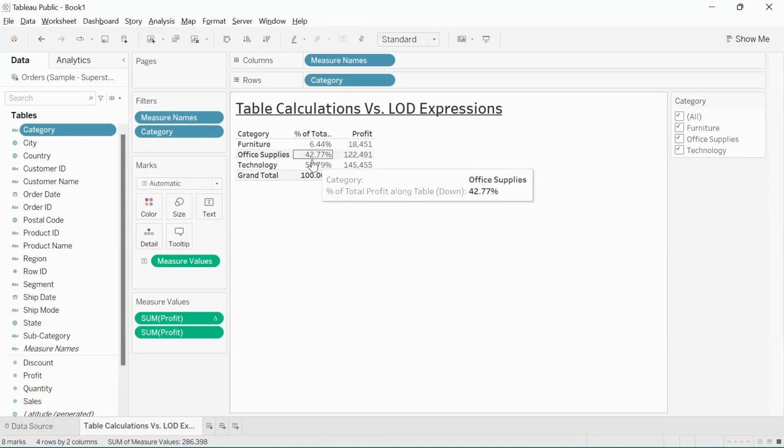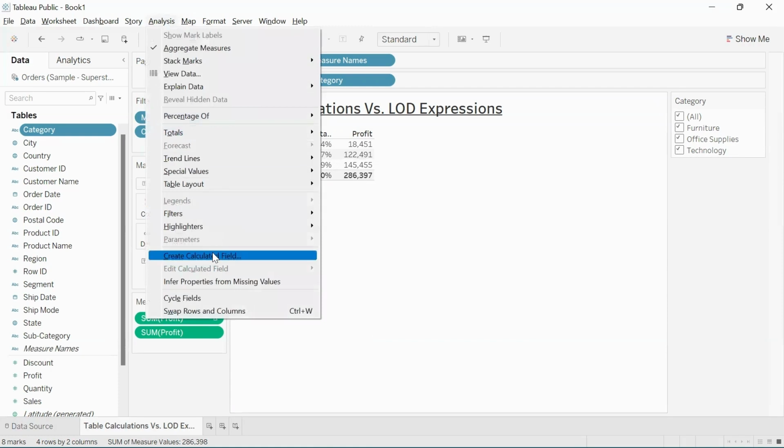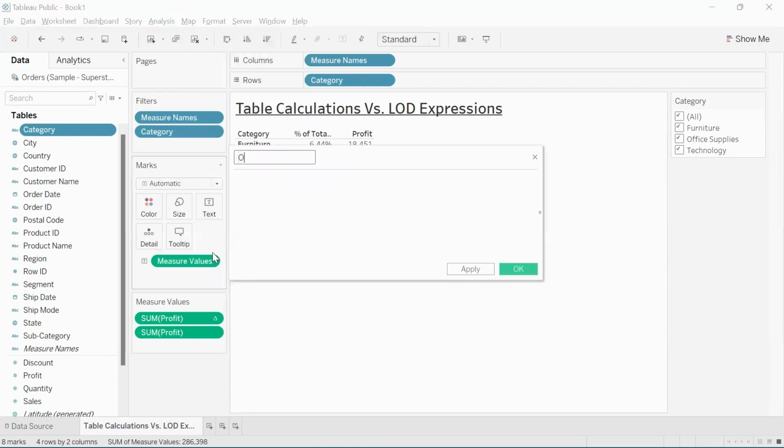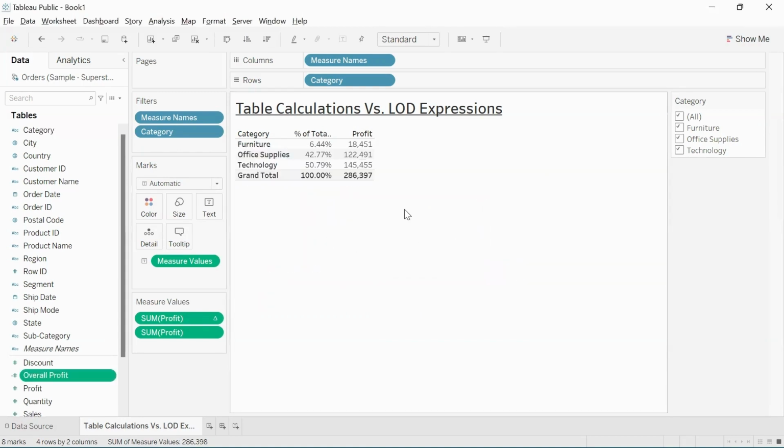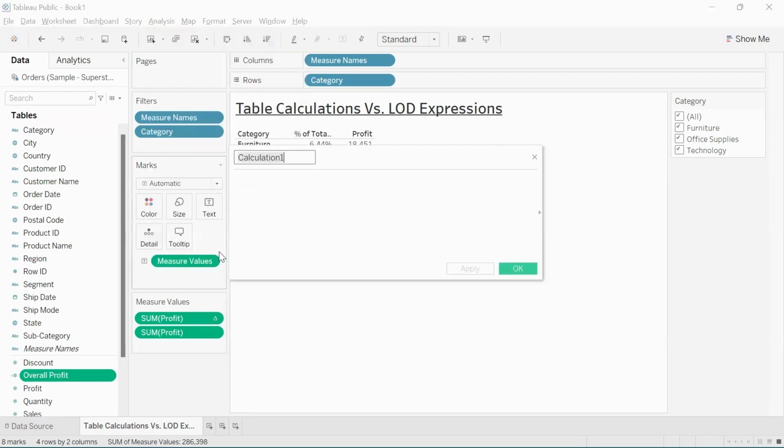Now I'm going to compute the percentages using an LOD expression. For that, first I will get the overall profit, the overall profit through fixed LOD. Fixed, I need the sum of profit. So this is going to give me the overall profit. Once I know the overall profit, I'm going to compute the percentage.